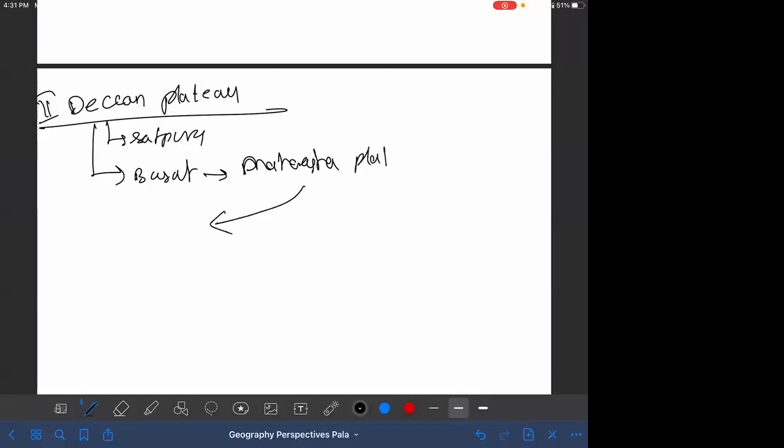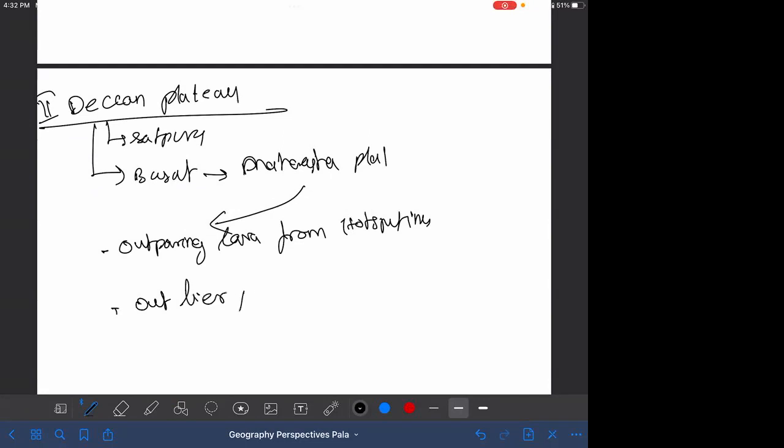Now Maharashtra Plateau is characterized by what? The outpouring of lava from hotspot volcanism that is there. And another point I've already made is that it's an outlier peninsula in the form of Kathiawar Peninsula. So if you look at here, this is the Western Ghats, this is the Maharashtra Plateau, and this is the Kathiawar Plateau.